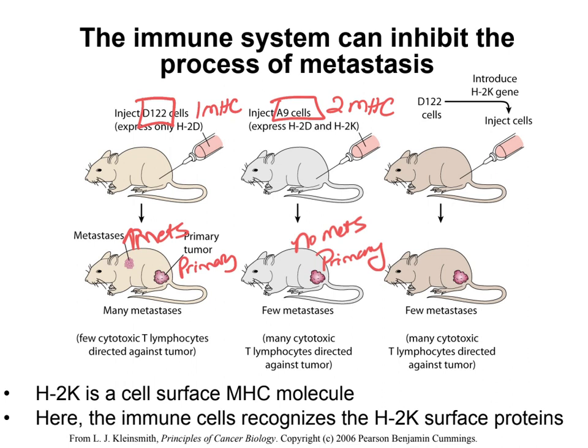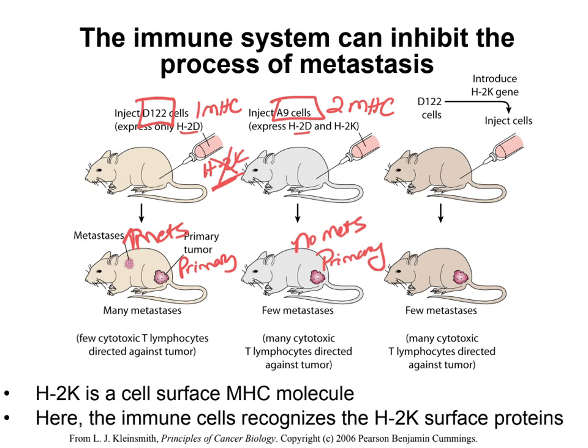So what is that telling you? The only difference between these two cells that's being displayed here is that they both have H2D, but this one did not have H2K, right? It didn't have it. So it's suggesting that maybe this was important, right? Because not having it allows for the mets to be made. So they kind of did another experiment just to prove that this H2K would be important for the immune system to detect these cells.